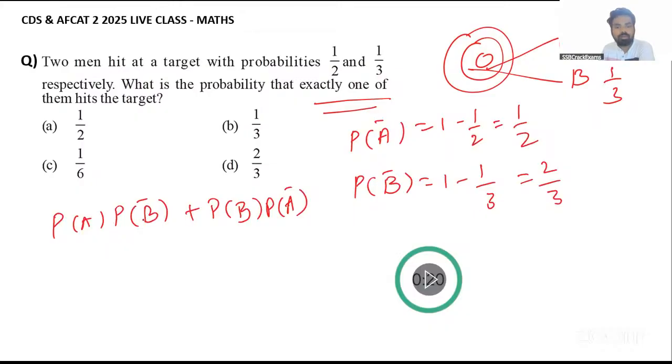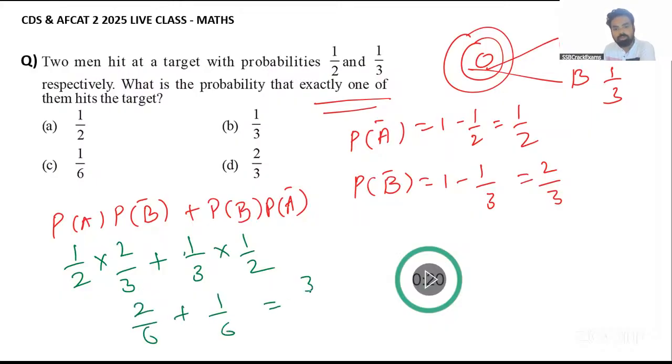So there are two situations, this situation or this situation. In the first case, we know that it is 1 by 2 and it is 2 by 3. And in this situation, it is 1 by 3 and it is 1 by 2. So it is 2 upon 6 plus 1 upon 6, which is 3 upon 6, which is 1 by 2. So option number A is correct.